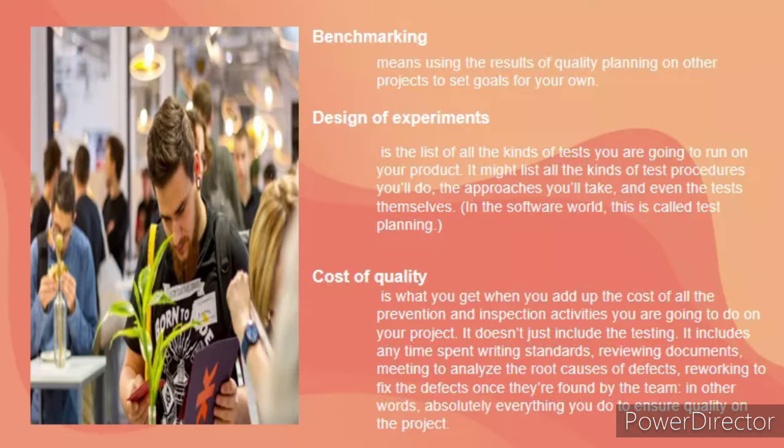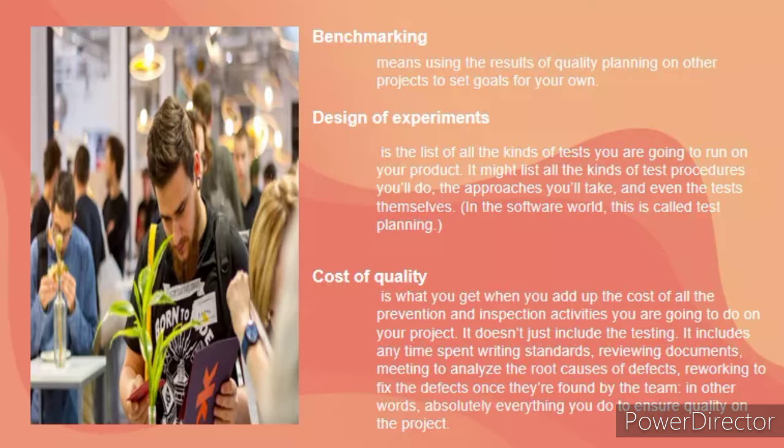Next is cost of quality. It is what you get when you add up the cost of all the prevention and inspection activities you are going to do on your project. It doesn't just include the testing, it includes any time spent writing standards, reviewing documents, meeting to analyze the root causes of defects, and reworking to fix the defects once they're found by the team. In other words, absolutely everything you do to ensure quality on the project.